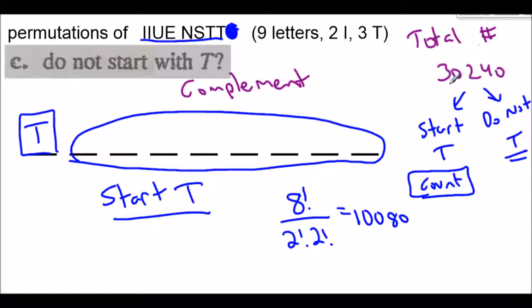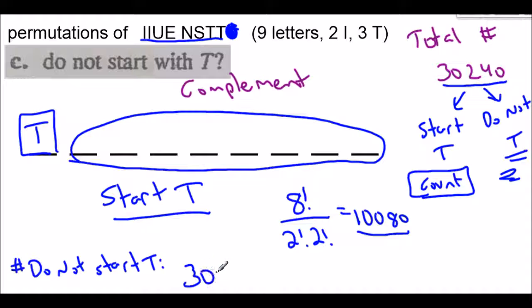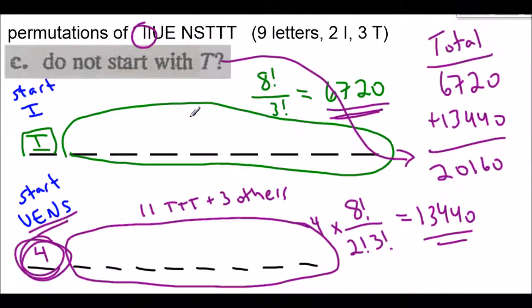So of the 30,240 permutations, 10,080 start with a T, so the rest of them do not start with a T. To find the number that do not start with a T, I'm going to do subtraction. The total number of arrangements, 30,240, minus the 10,080 that start with a T, will leave me with all of the ones that do not start with a T, which is 20,160. And again, we knew that would be the answer because it's the same answer that we got when we did it through a different method.